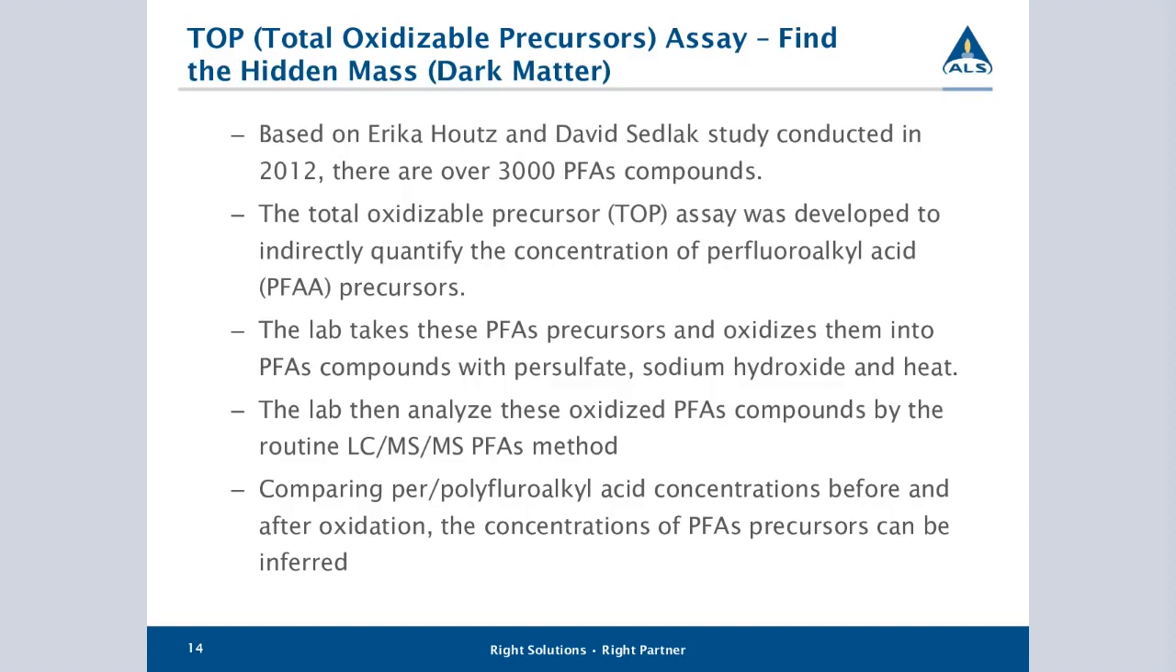So in 2012, Erica House and David Sedlak in Berkeley, California, realized that there were over 3,000, some people say 4,000, some people will say higher than that, PFOS compounds. Obviously, a laboratory cannot analyze for 3,000 or 4,000 compounds, and some of them are actually precursors. They're not really true PFOS compounds, they're the precursors.